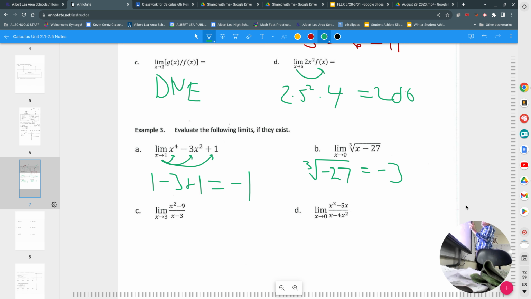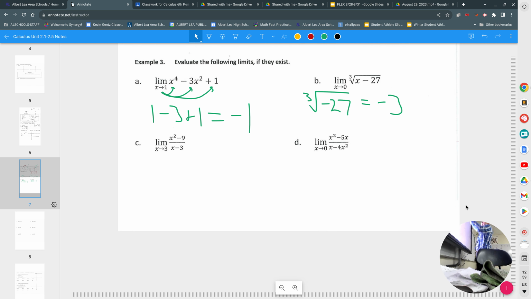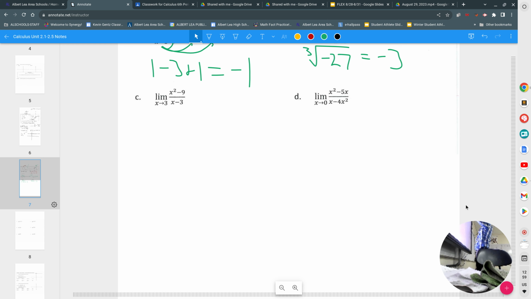Look at the next one. This is where life gets a little bit more interesting. I plug in 3. What do you get when you plug in 3 to the top? I get 0 on the top. What do you get when you plug in 3 to the bottom? You get 0. This is the situation we talked about yesterday.